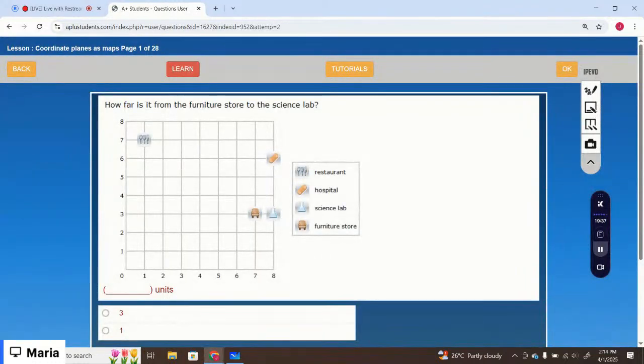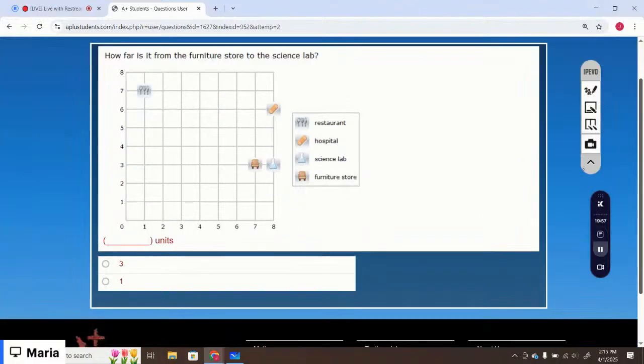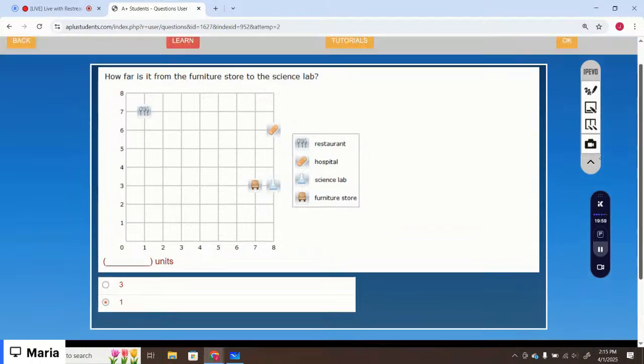How far is it from the furniture shop to science lab? Here is furniture shop, and here is science lab. Just 1 minute he walked, right? The correct option is 1 unit. Option number 2 is the correct option.